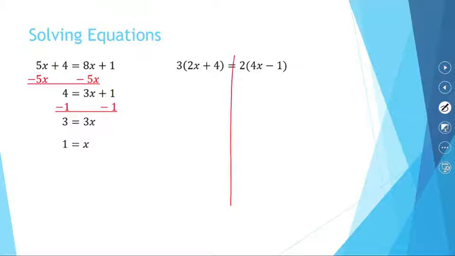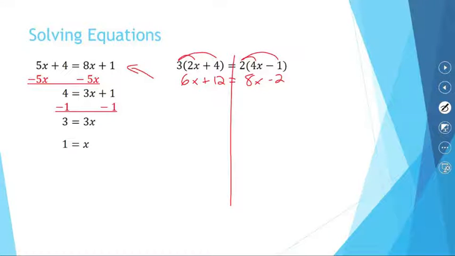So the first thing we need to do, we should simplify what we have, which means distribute both of these so I can get rid of the parentheses. So that means 3 times 2x is 6x, 3 times 4 is 12. So that's the left side. And 2 times 4x is 8x, and 2 times -1 is -2. That's the right side. All right, so now it's a regular, pretty much normal equation. It's kind of like the one you just saw here on the left. But here, I'll finish the problem for you.